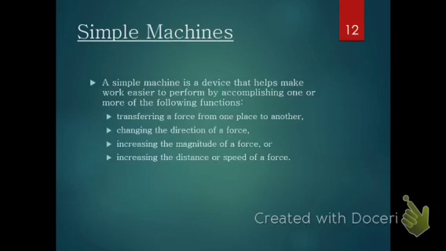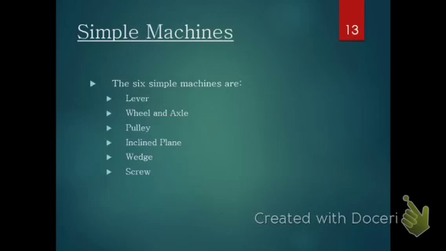Okay? There are 6 main types of simple machines. There are the levers, wheel and axle, pulley, inclined plane, wedge, and screw. And remember, the way simple machines work is that they help to make work easier. And the way they do this is either they are transferring a force from one place to the next, changing the direction of the force, increasing the size of the force, or increasing the distance or speed of the force. So as we look at each simple machine, I want you to think of, how is this making work easier? What is it doing to make work easier?